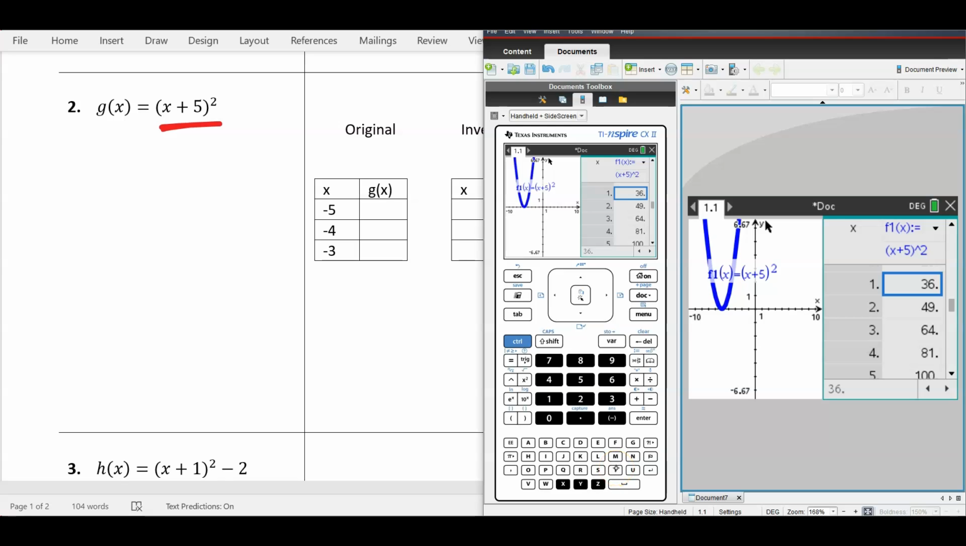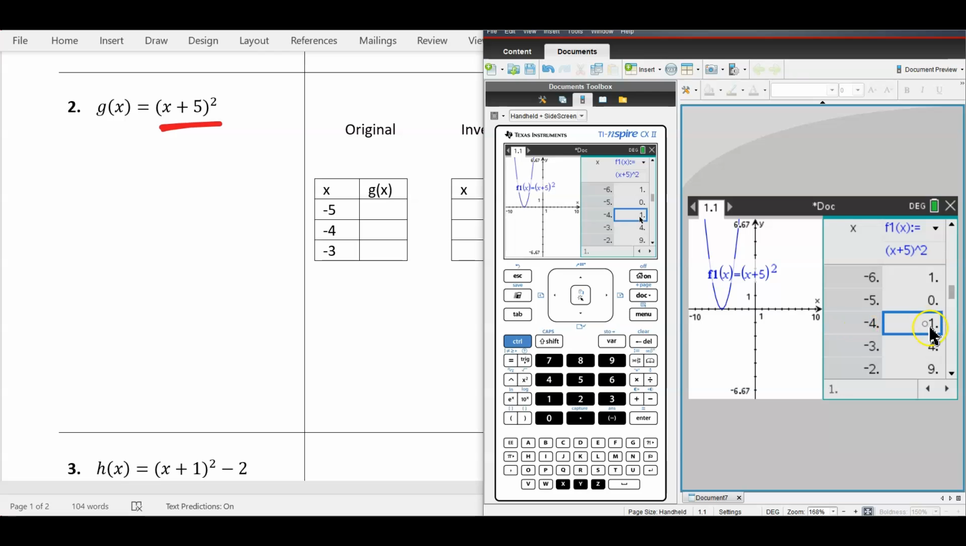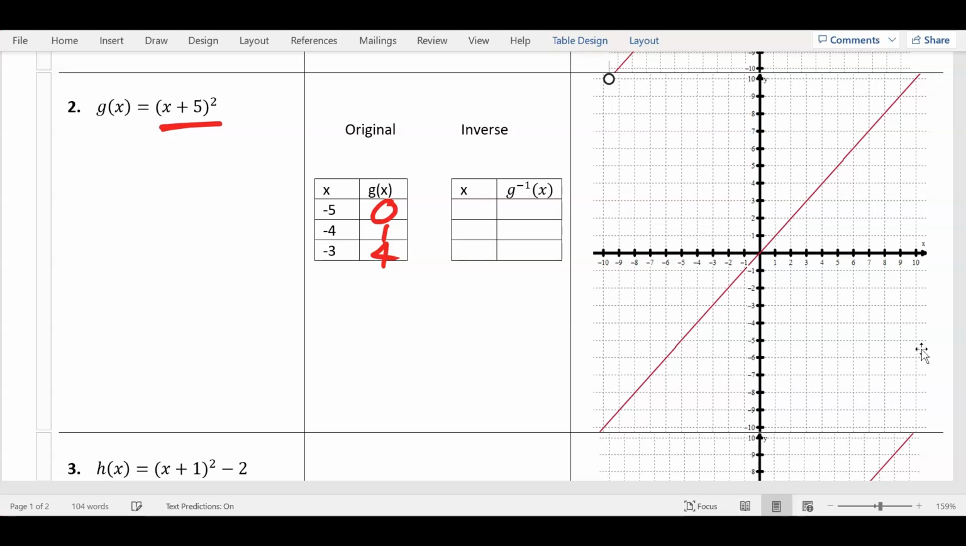But what numbers do I need now for the x? -5, -4, -3. So let's go up to get to that. So -5, 0. -4, 1. -3, 4. Okay. Can you graph those points? So -5, 0 is right there. -4, 1 is right there. -3, 4 is right there.